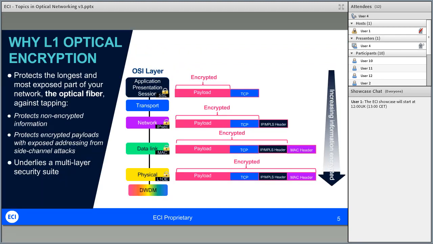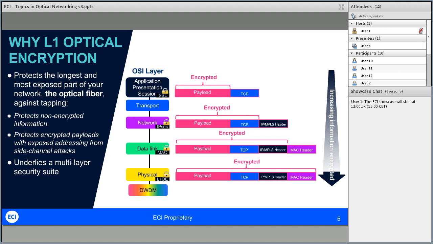So you might ask yourself the question, well, why does that matter? Why do I need to provide optical level encryption, or layer 1 encryption as it's sometimes called, over my fiber or for my fiber traffic? Because I'm going to be doing encryption at a higher level.